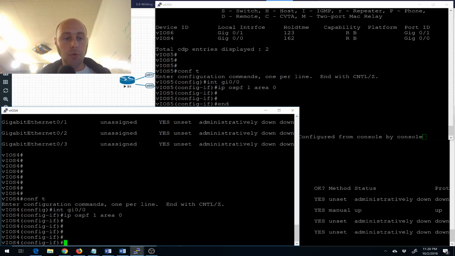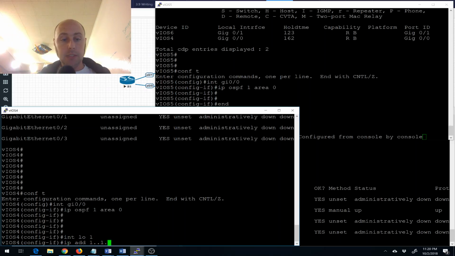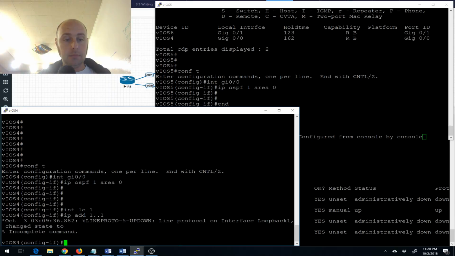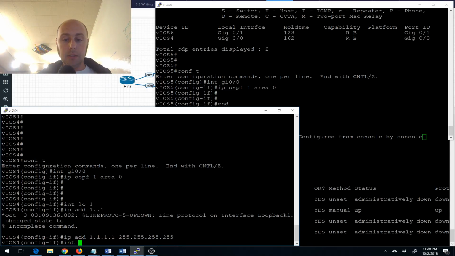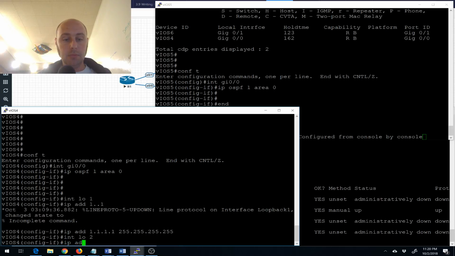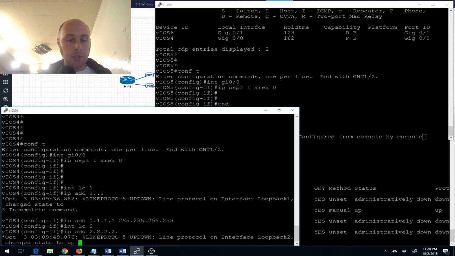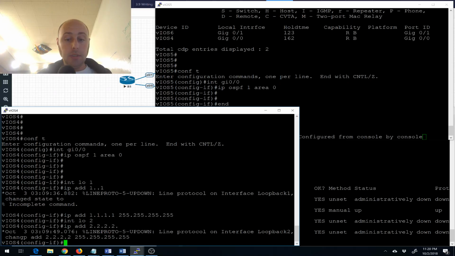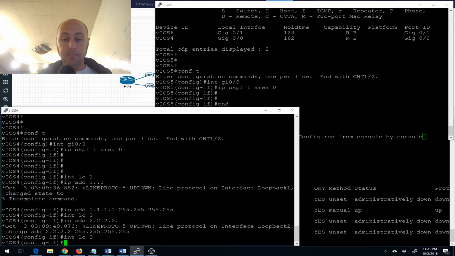While that's coming up, we're going to create our loopback interfaces on router 4. So interface loopback 1, IP address, and we're just going to give it a 32-bit mask. Interface loopback 2, we'll call it 2.2.2.2, and again, a 32-bit mask. And interface loopback 3.